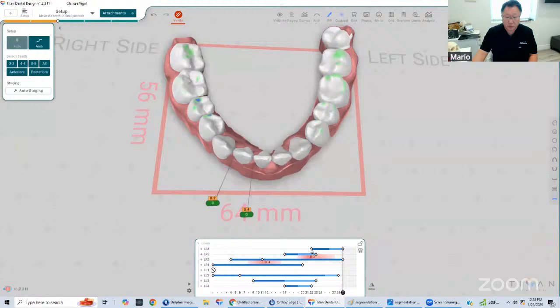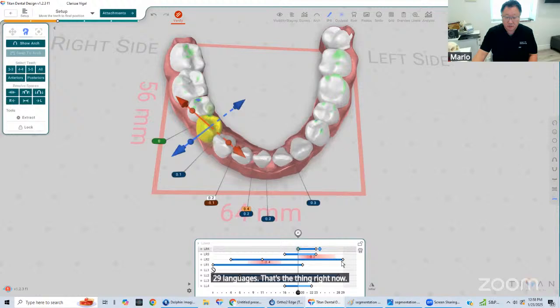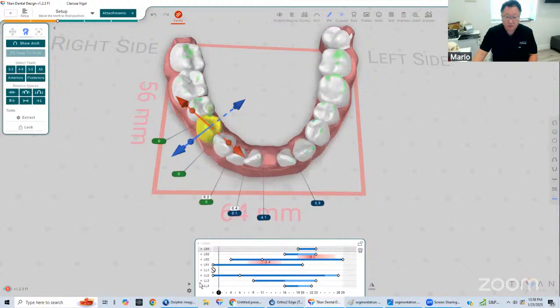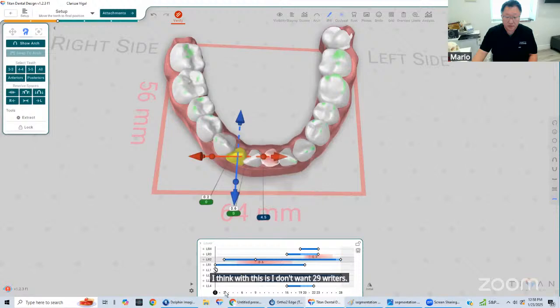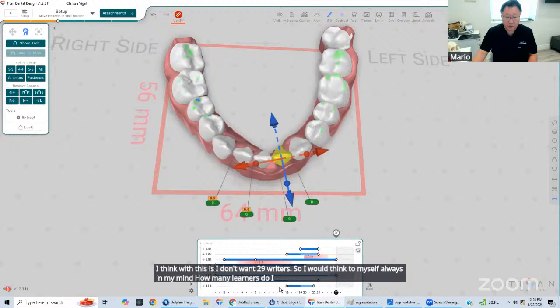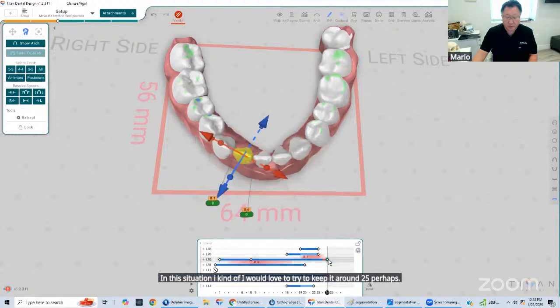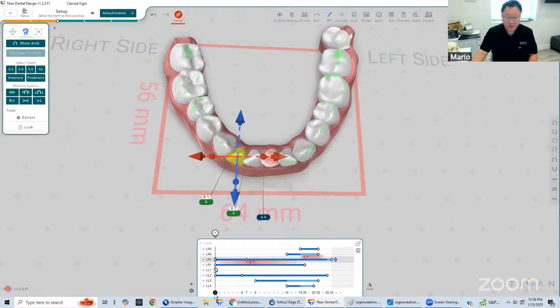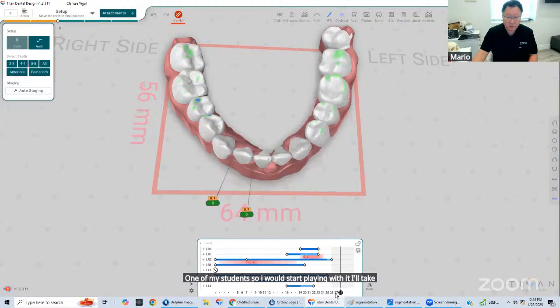Kind of don't want 29 aligners. That's the thing right now. My thing with this is I don't want 29 aligners. So I would think to myself, always in my mind, how many aligners do I really want in the treatment? And in this situation, I would love to try to keep it around 25, perhaps. So I would start playing with it. I would take a look at it.